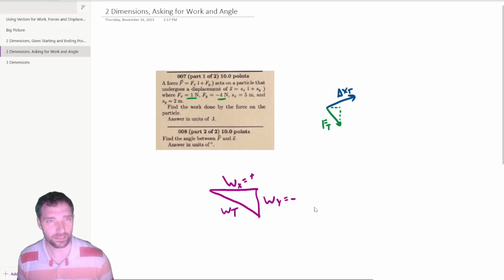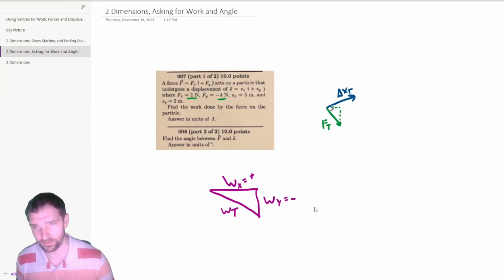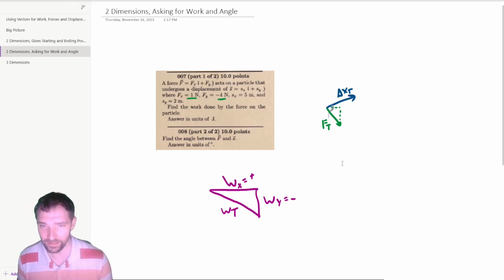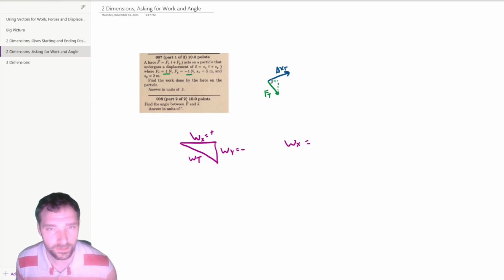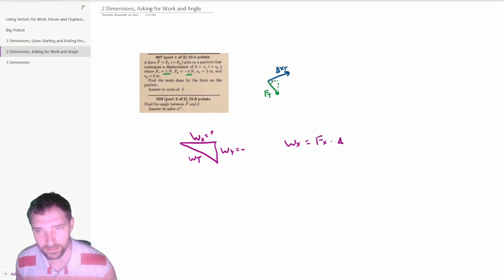And we should be able to actually also solve for this angle between the two at the end. So we'll figure that out at the end. But for now, let's just figure out what the work is in the x-axis and how that work is in the y. So the work in the x-axis here, it looks like we have the force in the x-axis times that displacement in the x-axis, and we have that as a positive 1 Newton times a displacement of 5 meters.